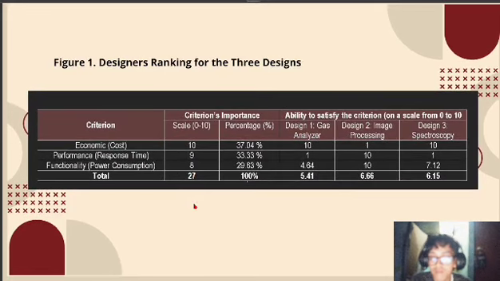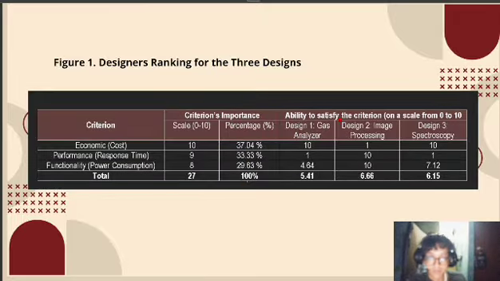Next, we move on to the table. So this is the table for the ranking for the three designs. So here, we have the criterion: the economic cost, performance response time, and the functionality power consumption. For the criterion's importance, we scale the economic cost 10 over 10 and as a percentage of 37.04%. For the performance, we scale it 9 over 10 and as a percentage of 33.33%. For the functionality, we scale it 8 over 10 and that's a value of 29.63%. So overall, these three criteria have a total of 100%.